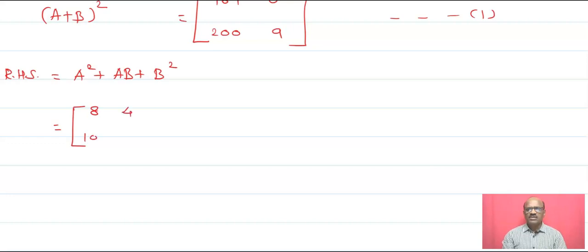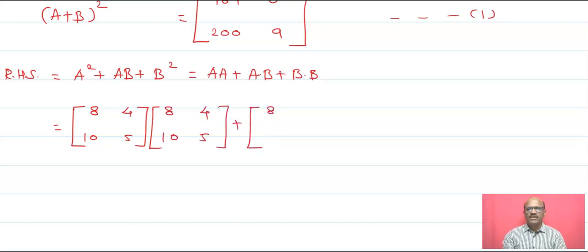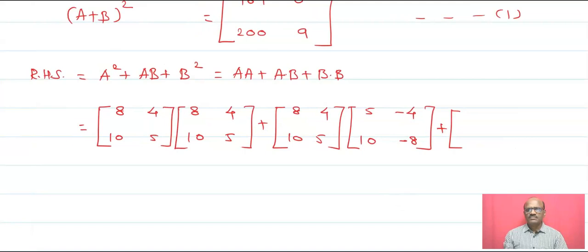Now a square means what? A into a. AB means what? And b square means what? B into b. The value of the matrix B is 5 minus 4, 10 minus 8, so b square means 5 minus 4, 10 minus 8 into 5 minus 4, 10 minus 8.